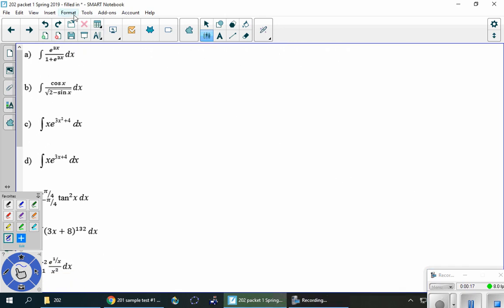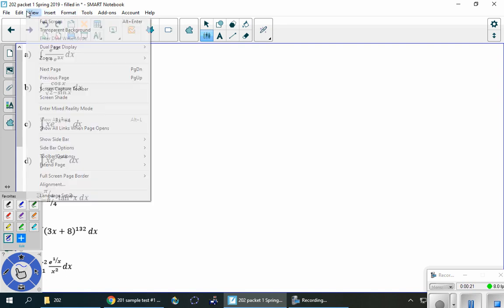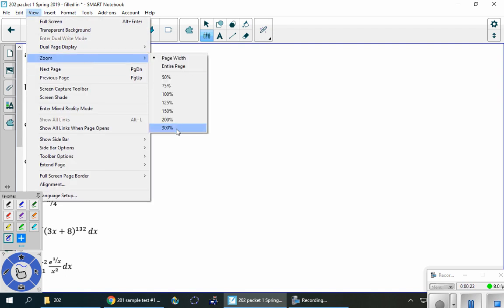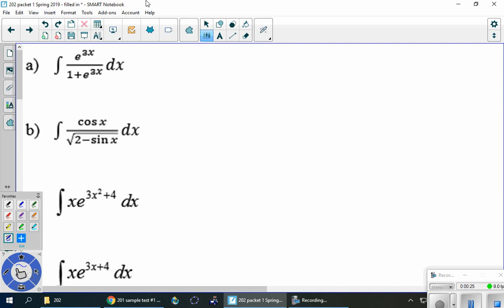Part A, integral e to the 3x over 1 plus e to the 3x dx. Okay, so my thoughts on this one: I've got a numerator and a denominator, and the more complicated one is the denominator. And so my first impression is maybe I can let u equal this entire denominator before we go through the details.